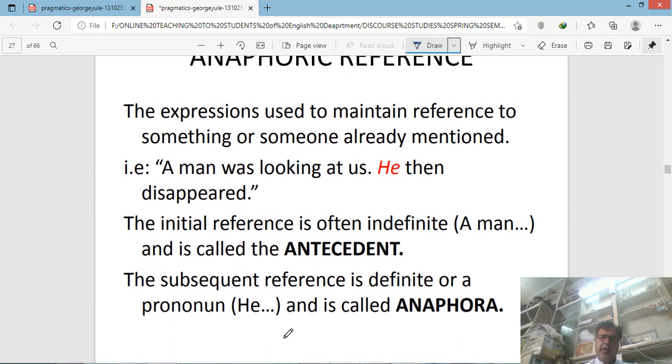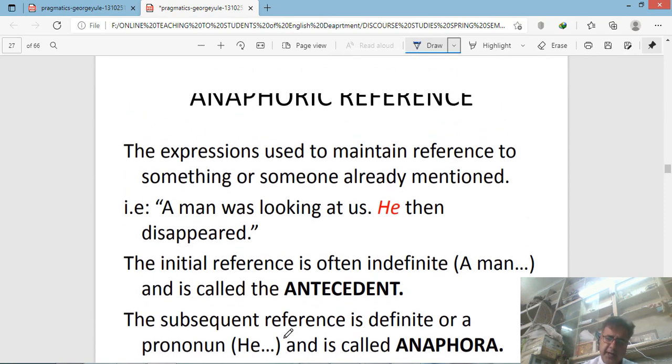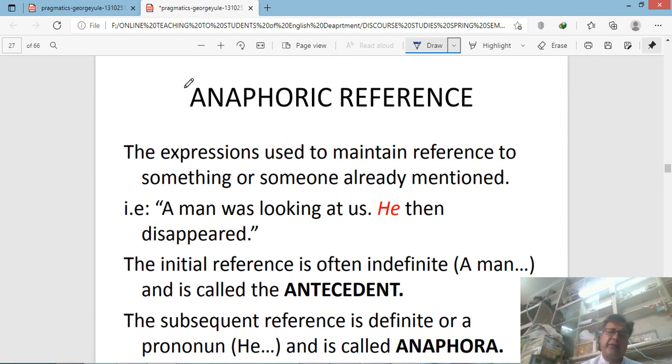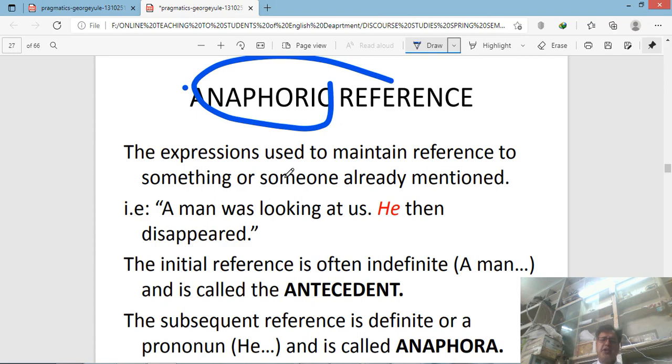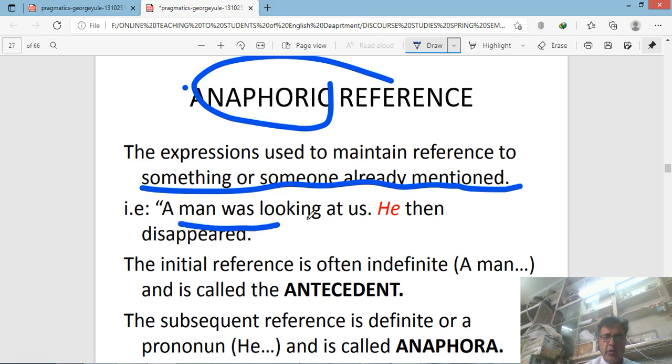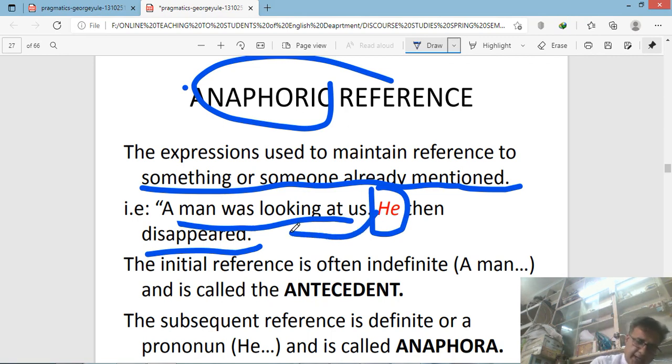Now we are moving to a very important concept: anaphoric references. So what is anaphoric reference? It is the expression used to maintain reference to something or someone already mentioned. Anaphoric means which takes you back, okay? For example, "A man was looking at us. He then disappeared." So this is anaphoric. It takes you back, okay?